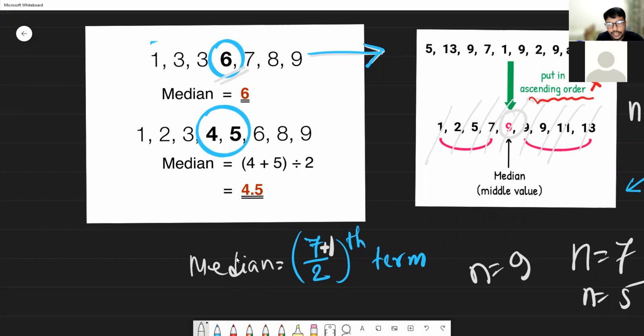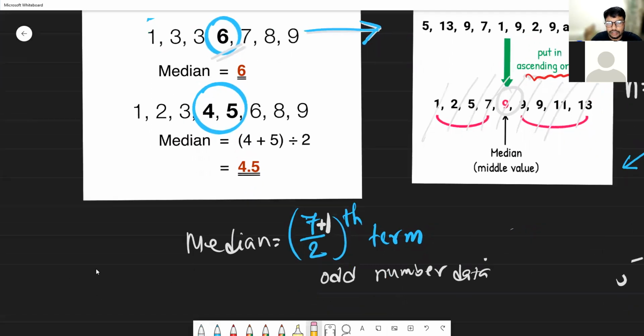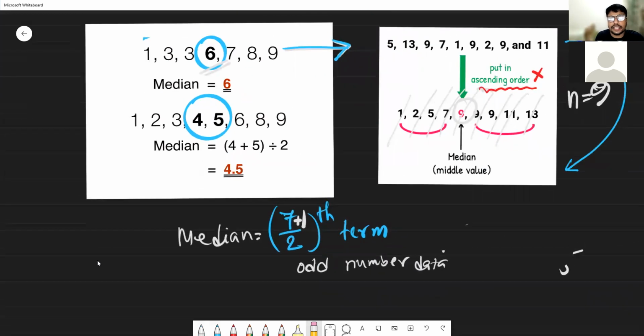Median formula where n is odd, when the data is an odd number of data. Follow the median formula for odd number data again. Why do we have to convert into odd number? Okay, odd number because the total data given here is 7. That's why this is the odd number.